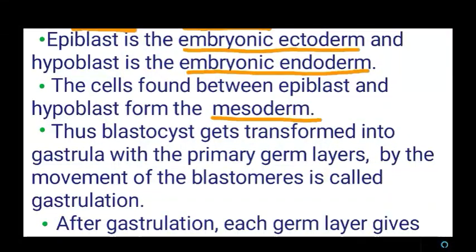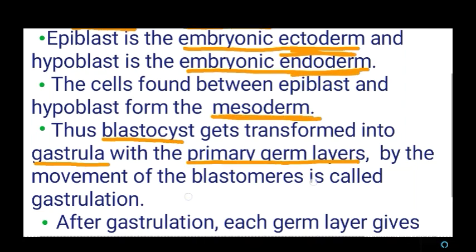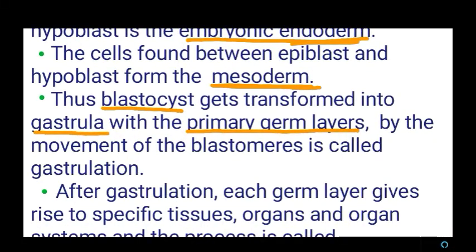Thus the blastula gets transformed into gastrula. The gastrula is a structure which possesses three germ layers, called the primary germ layers. What are the three germ layers? Ectoderm, endoderm and mesoderm. The formation of gastrula from blastocyst or blastula is called gastrulation. During gastrulation, the inner cell mass of the blastula forms three germ layers and is transformed into gastrula.